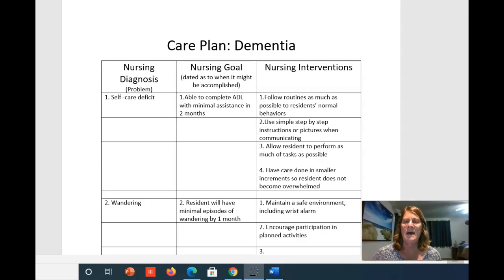Or maybe that they won't be resistant to care to do activities of daily living in the next month. I mean, depending on what level they're at is going to determine what my goal might be because of that self-care deficit. My goal would have to be reasonable. It would have to be realistic. It would have to be measurable.